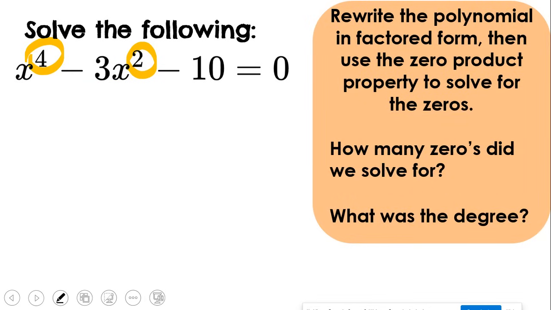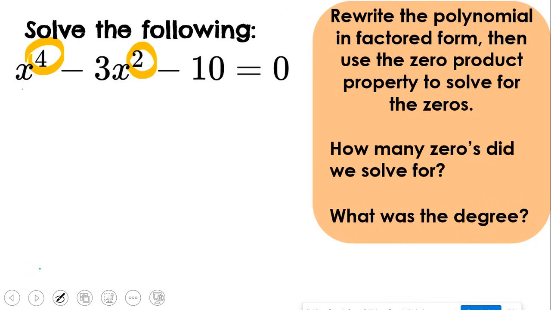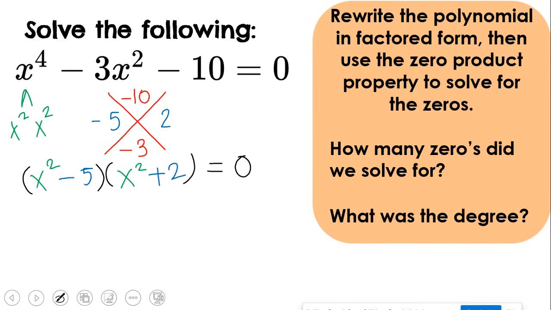Whenever you have a degree 4, pretend it's a degree 2. The only thing that changes is that instead of x times x times x isn't x to the 4th, but x squared times x squared is. So again, we're going to ask ourselves what multiplies to -10 but adds up to -3. And we're in the same spot. It's -5 and 2, and so we fill in the pieces into our factor pairs, and we have officially rewritten this problem in factored form, which is multiplication.